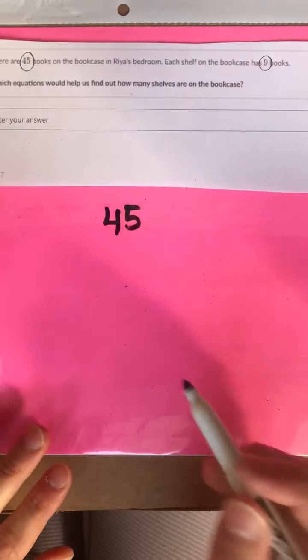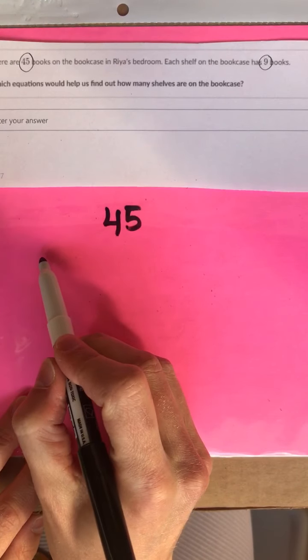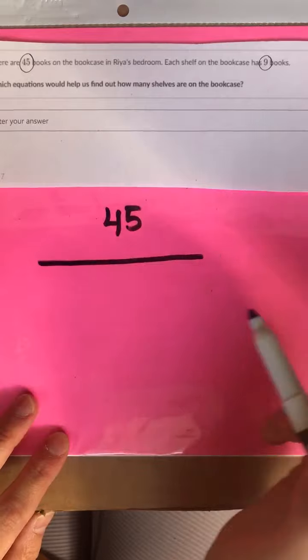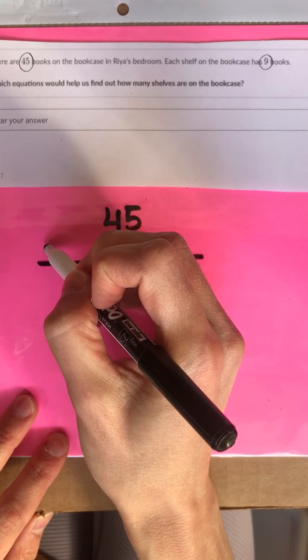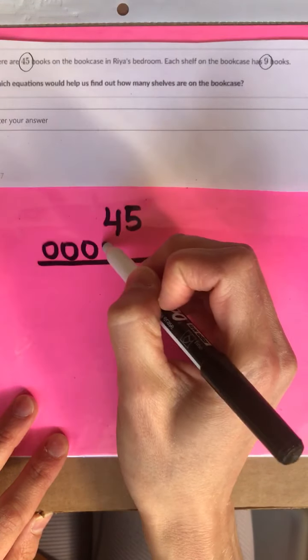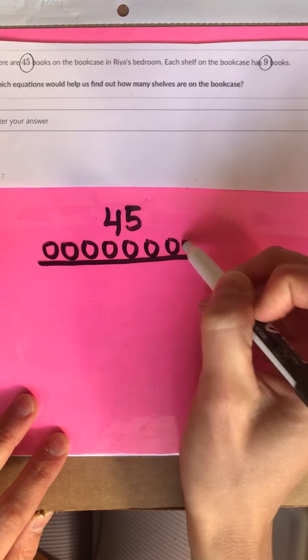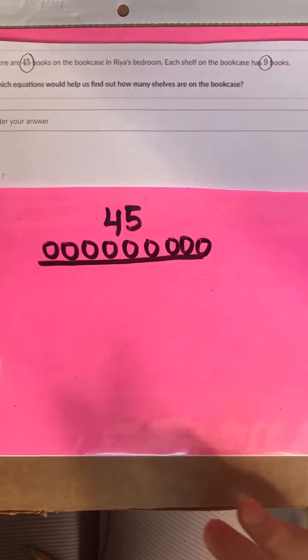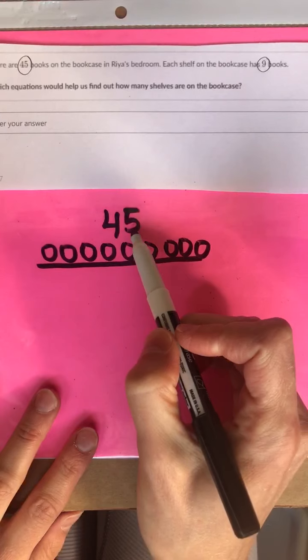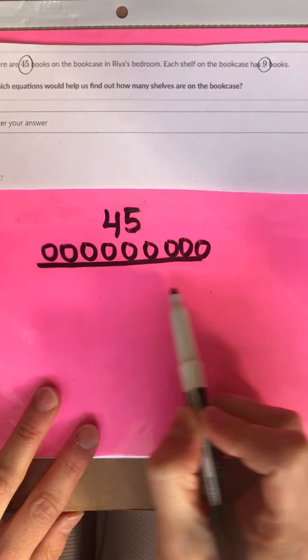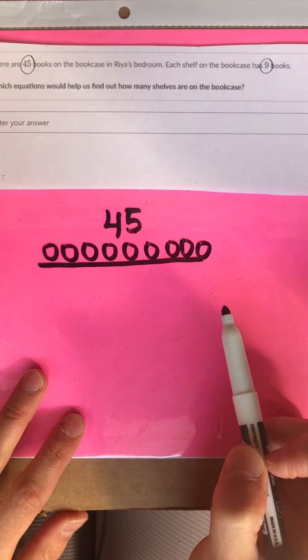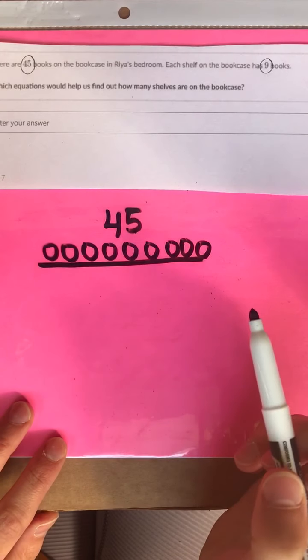That's right, you can draw a picture. So I'm actually going to draw a line like this because it looks like a shelf to me, and I'm going to put 9 books on it. 1, 2, 3, 4, 5, 6, 7, 8, 9. I'd like you to pause your video and keep dividing your 45 books into equal groups of 9. When you're ready to check with mine, press play.